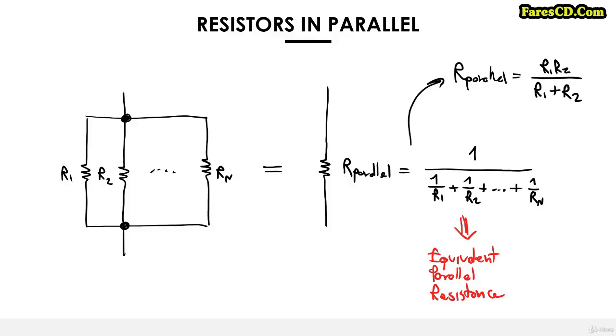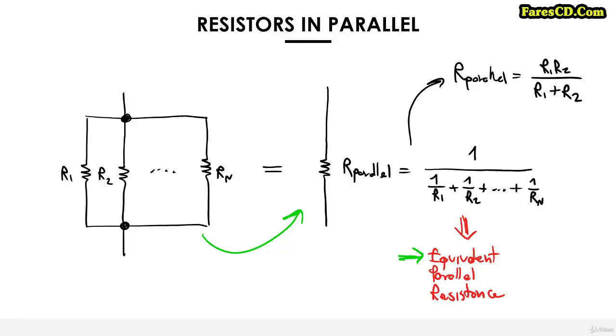I want to stress a concept that is really important before we move on. What does it mean equivalent here when we say equivalent parallel resistance? Because obviously, if we take this circuit and change it into this one, the circuits are not equivalent anymore. We even have a different number of components. How could they be equivalent?